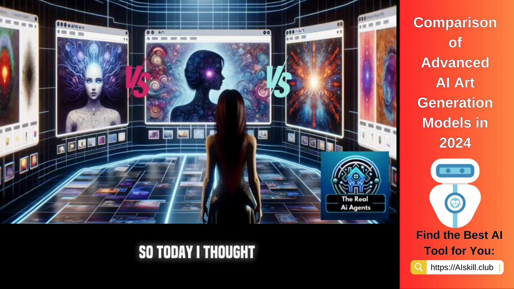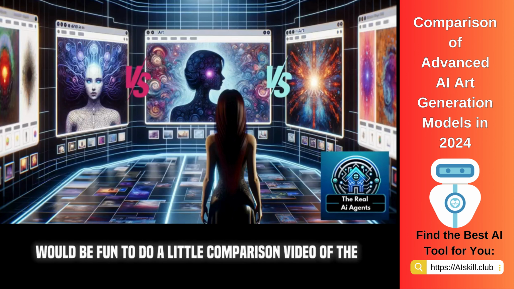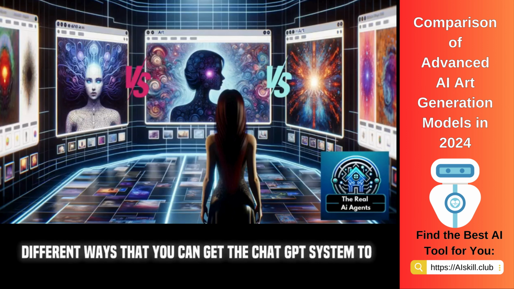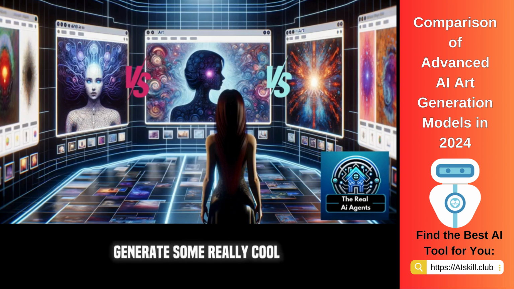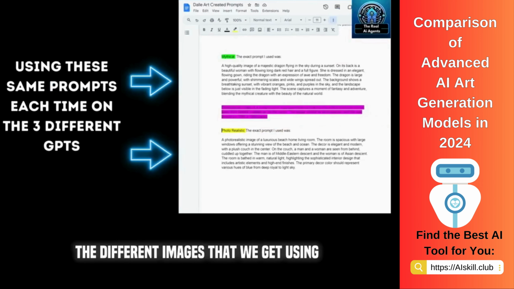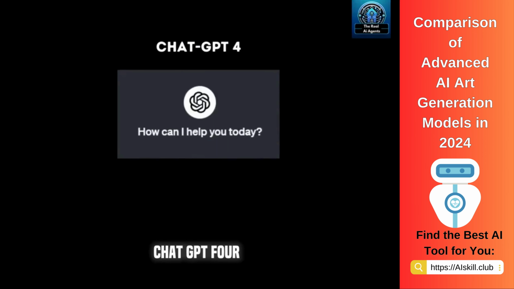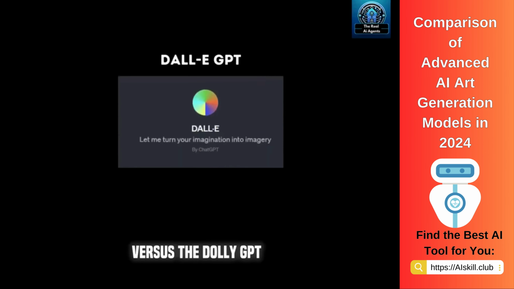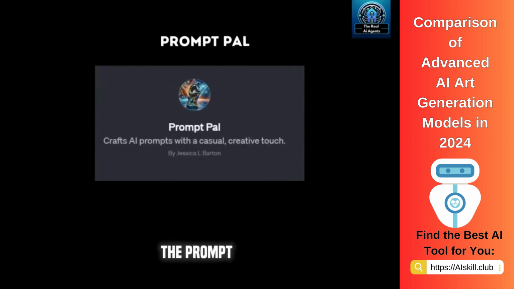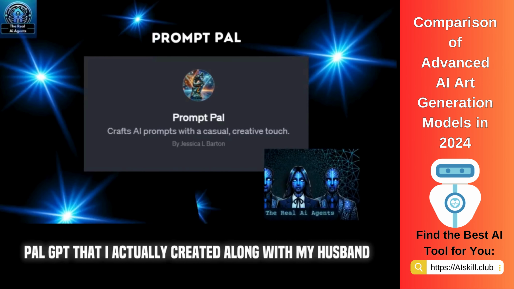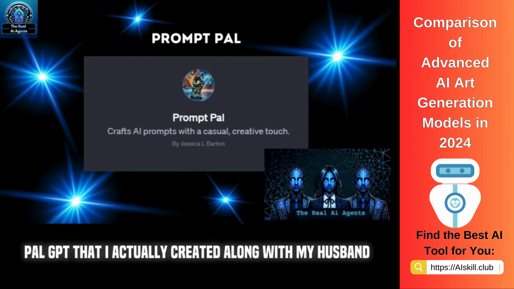Alright guys, so today I thought it would be fun to do a little comparison video of the different ways that you can get the ChatGPT system to generate some really cool AI art. So let's jump in and take a look here using the same prompt, the different images that we get using ChatGPT-4 versus the DALL-E GPT versus the Prompt Pal GPT that I actually created along with my husband.